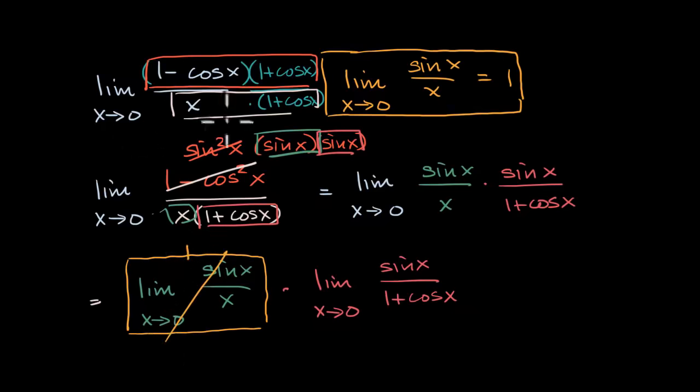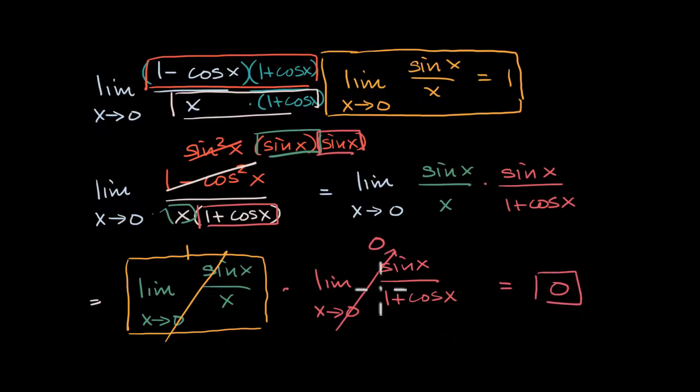So this whole limit is just going to be dependent on whatever this is equal to. Well, this is pretty straightforward here. As x approaches 0, the numerator is approaching 0, since sine of 0 is 0. The denominator is approaching, cosine of 0 is 1, so the denominator is approaching 2. So this is approaching 0 over 2, or just 0. So 1 times 0 is just going to be equal to 0.